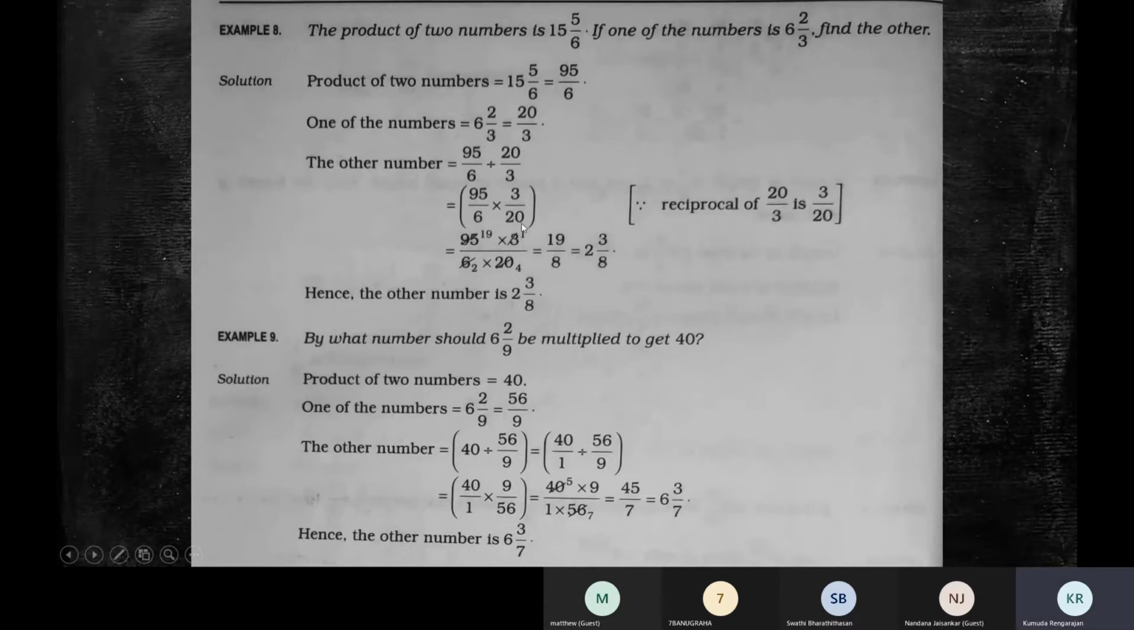Now we're done with the simplification. We multiply the numbers left over in the numerator, 19 into 1, 19, and the numbers in the denominator, 2 into 4, 8. And 19 by 8 is an improper fraction. This is its mixed form. So the other number is 2 3 by 8. Is this understood, children? Yes, ma'am. What is important is that we understand the situation is division.